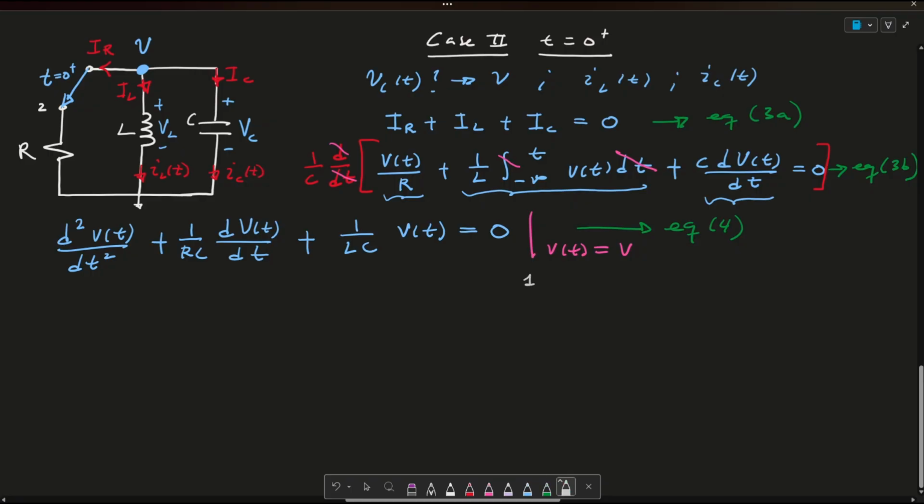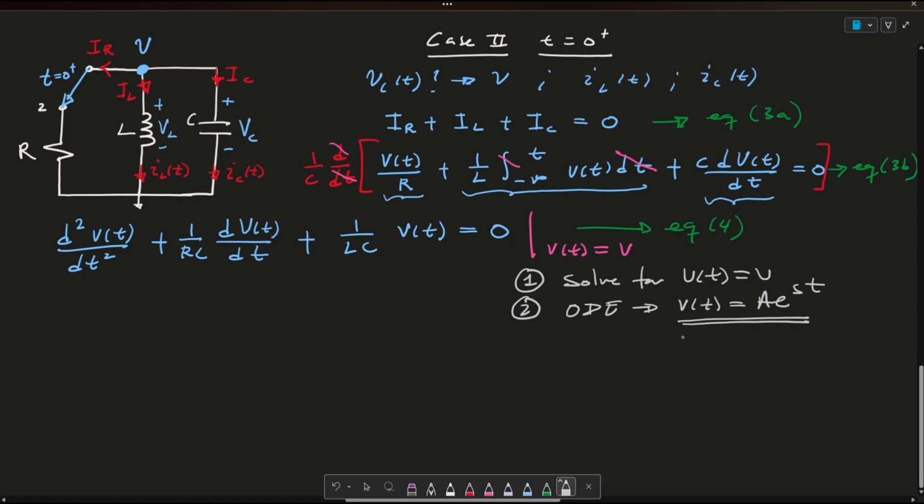And we're going to know two things. The first thing is that we want to solve for V(t). So that's the main thing. And the second thing is that equation number 4 is what we call an ordinary differential equation, where the solution for V(t) is equated to A e to the st. I'm not necessarily going to prove this because this was proven in a calculus or differential equations class.